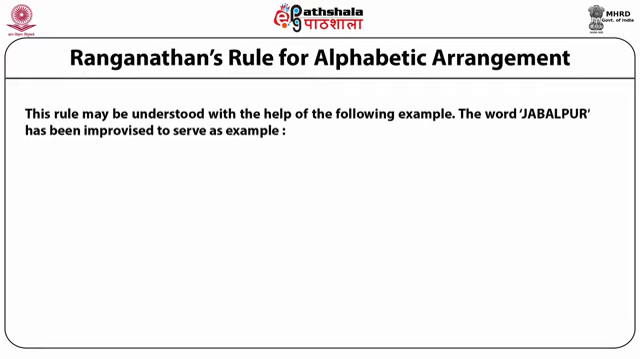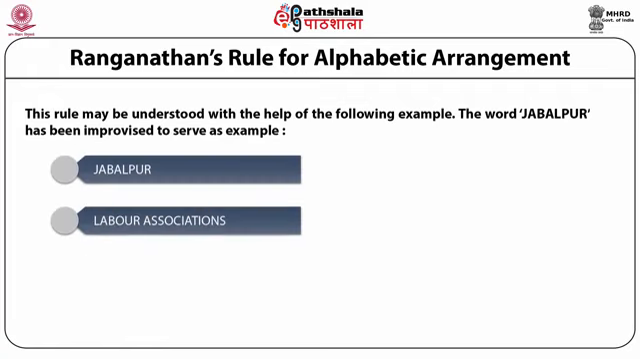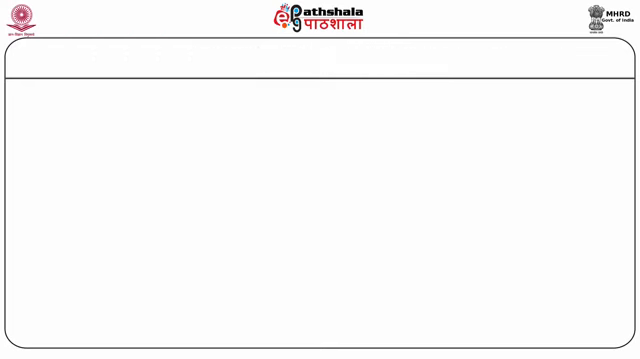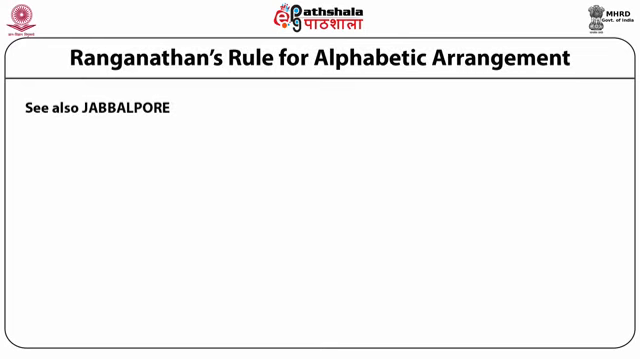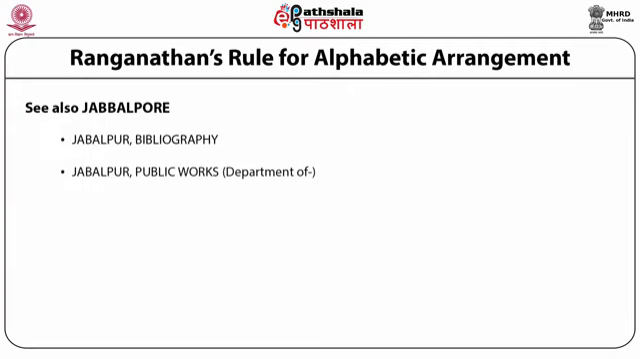This rule may be understood with the help of the following example. The word Jabalpur has been improvised to serve as an example. Jabalpur, clever association. Jabalpur, see also Jabalpur. Jabalpur, bibliography. Jabalpur, public works within bracket Department of Dash.